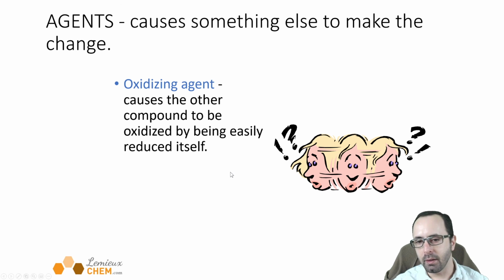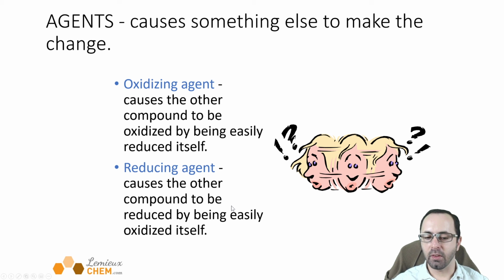It's because oxidation and reduction always happen together. So if a substance is reduced, that means it gained electrons, but it must have gotten those electrons from somewhere. It got them from another compound that gave them away. And so the substance that is reduced causes the other substance that it reacts with to become oxidized. So the substance that is reduced is called the oxidizing agent.